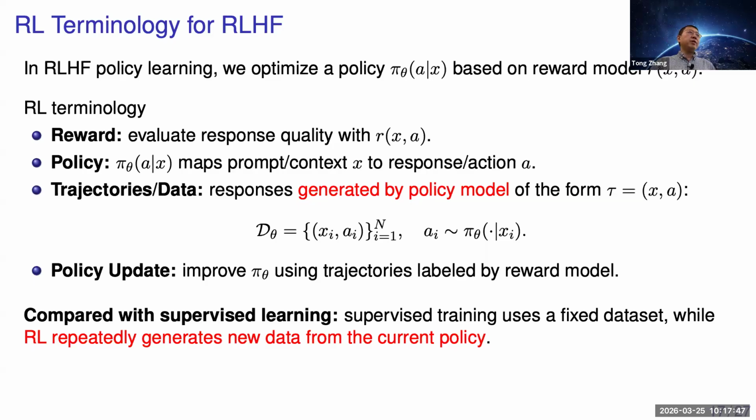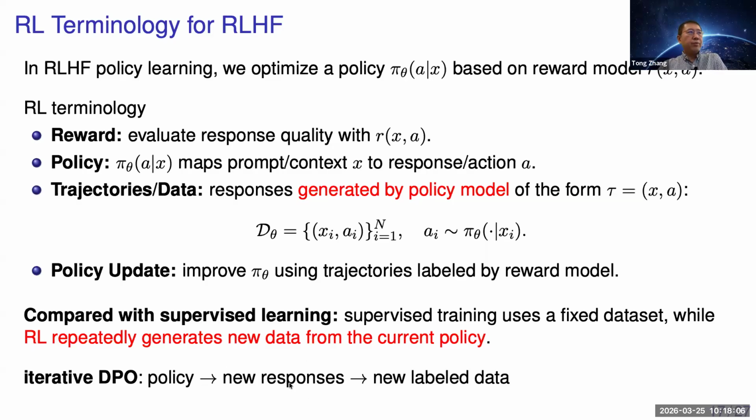While iterative DPO does use generation and is rated by a reward, so it's RL. You start with a policy, then you have a new response, and new labeled data. This is rated by the reward, so the label comes from the reward model, and then you get a new policy. So this is a loop. RL is a kind of loop. You iteratively improve that. That's the general idea.